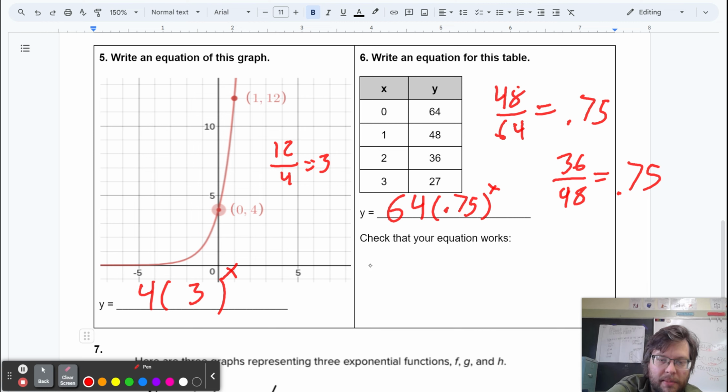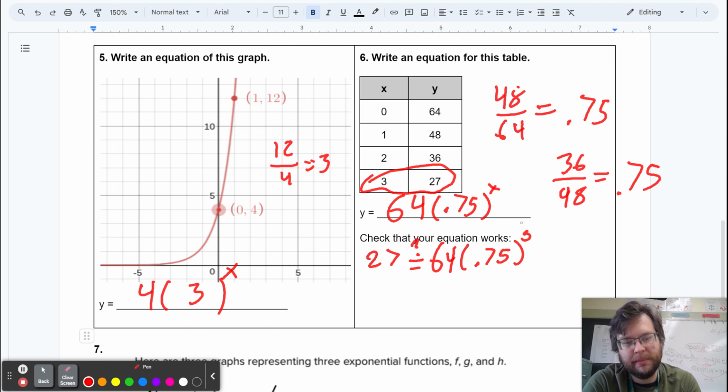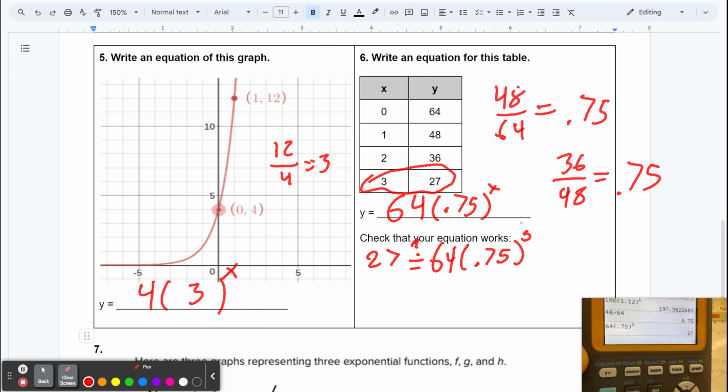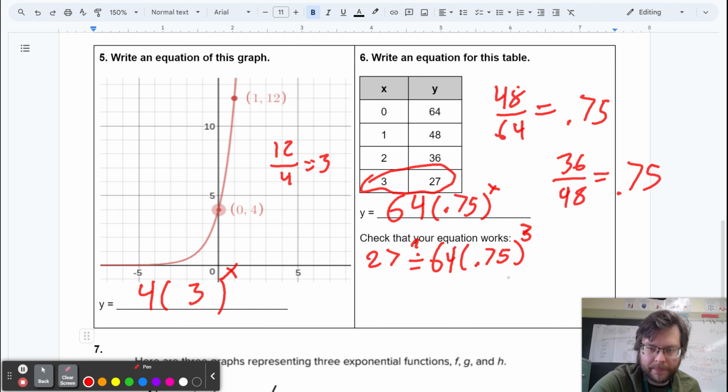It asks me to check that my equation works, so I'm just going to grab a y and x value that I haven't used yet. When I make y equal 27, does that really equal 64 times 0.75 to the third? Let's type it in. I'll show you what it looks like on the calculator. See that right there at the bottom? I'm typing in x equals 3, and I'm getting y equals 27. So it really does work. It didn't come out very well on the screen. That's a 3. So that checks out.